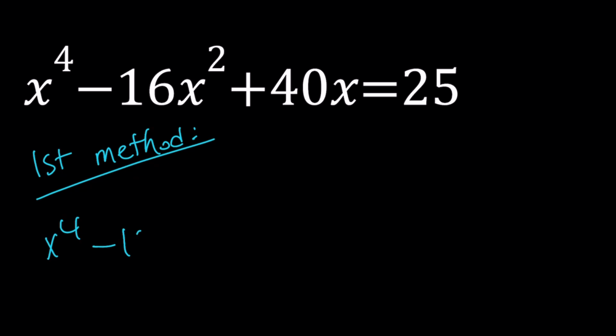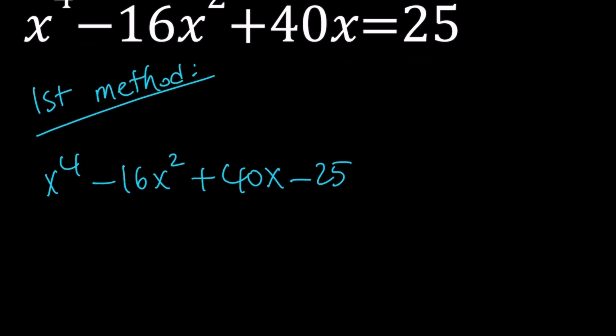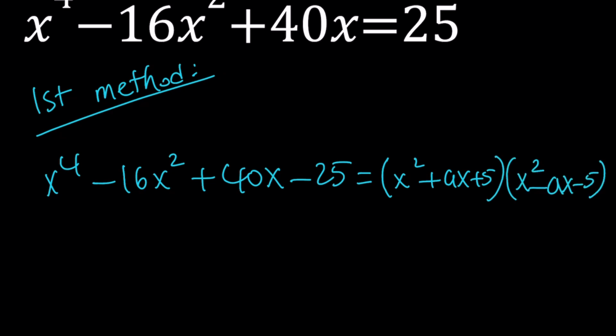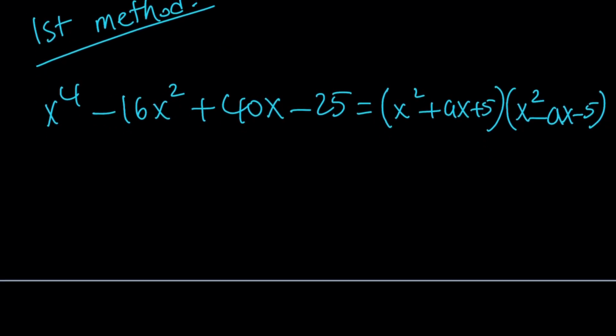I'm going to write this equation, having taken advantage of the fact that we don't have the cubic. I'm going to write it as a product of two quadratics, one of which is x squared plus ax plus 5, and the second x squared minus ax minus 5. Let me explain my reasoning here. First of all, I assume that negative 25 can be factored into 5 and negative 5, which may not be true, by the way, because it could also be 25 and negative 1 or negative 25 and 1. So there's other options if the coefficients are all integers, of course.